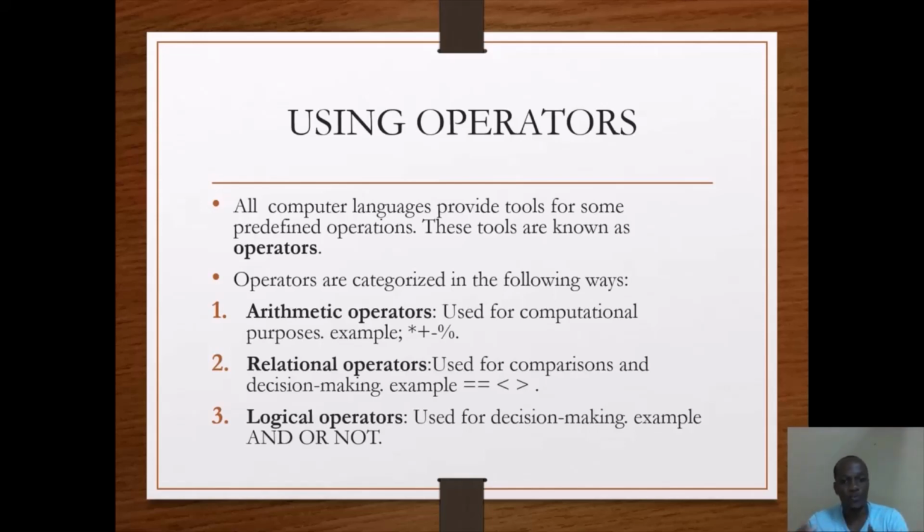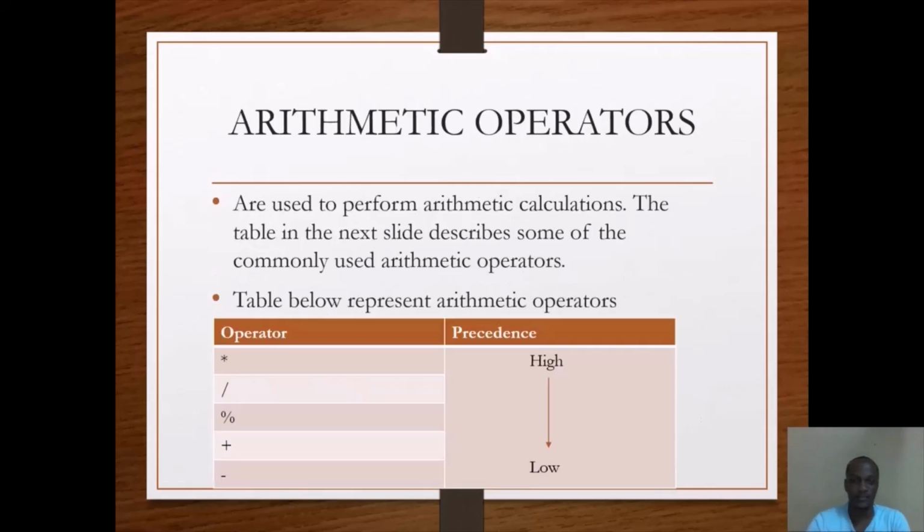Now the arithmetic operators are used to perform your arithmetic calculations such as multiplication, addition, subtraction, and division. And relational operators are used to compare two or more things, or help you make decisions. That's what you see over there, the double equal to sign, the less than or greater than sign. Those are your relational operators. And we have your logical operators. That is when the and, or, not come in. They help you in decision making.